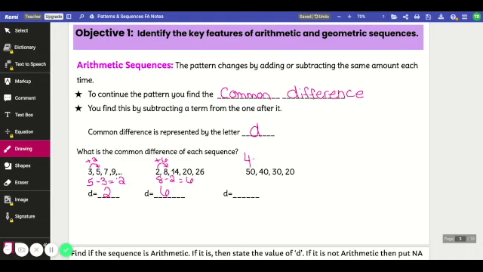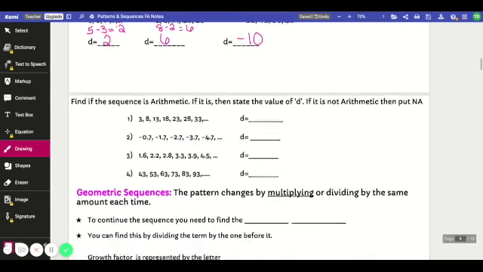Here we have 40 minus 50. That gives us a -10. So that means we are subtracting 10 each time. So it's a -10 for the common difference.